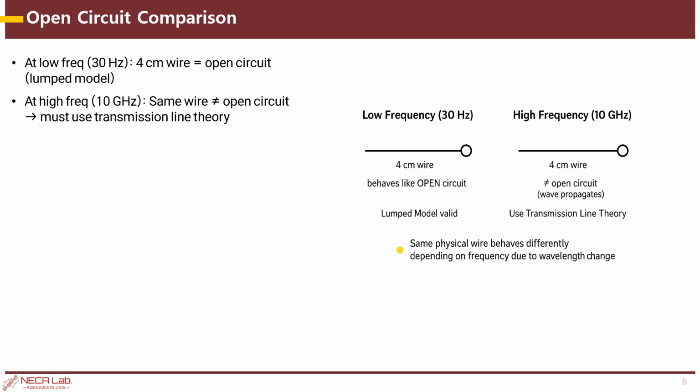Now, this slide shows how the same wire can behave completely differently depending on the frequency. At a low frequency like 30 Hz, a 4 centimeter wire looks like an open circuit. No current flows, and we can treat it using the lumped model. But at a high frequency like 10 gigahertz, that same 4 centimeter wire does not act like an open circuit anymore. The wave actually propagates through it, so we can't ignore wave effects. In this case, we have to use transmission line theory.